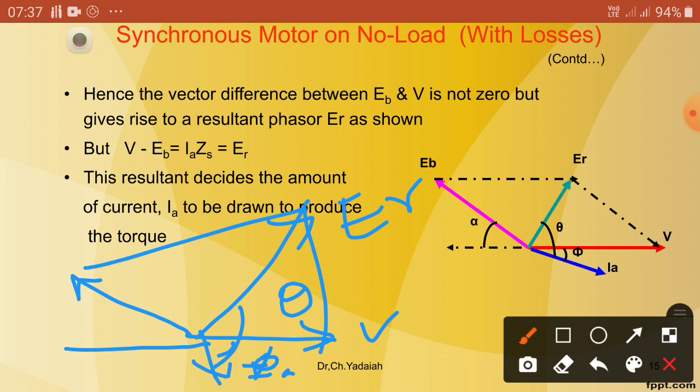Now the angle here is alpha. Alpha is the load angle, whereas theta is the internal angle. Here phi is the angle between the applied voltage and armature current, that is the power factor angle, whereas theta is the internal angle between the resultant voltage ER and armature current, and alpha is the angle between V and EB. So, these angles you should remember.